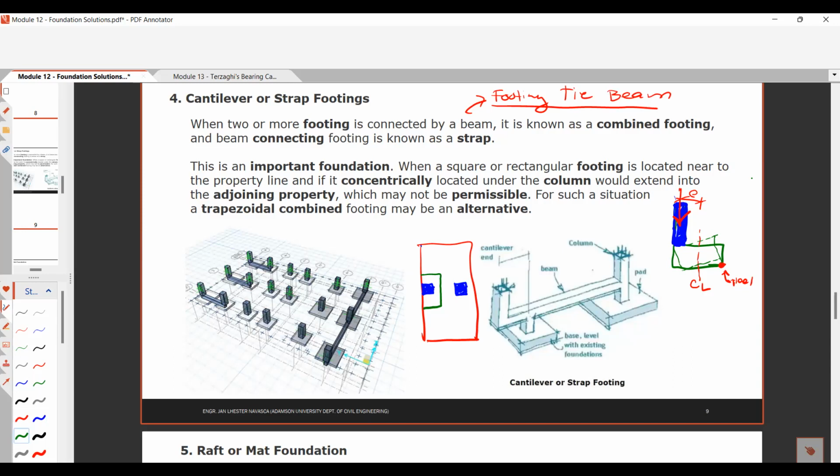So the solution is to provide a connecting beam or a footing tie beam, okay, on the other side of the foundation. So what will happen is you need to provide, this is the foundation solution, that you need to provide a footing tie beam, and at the other side of the column or yung adjacent column.